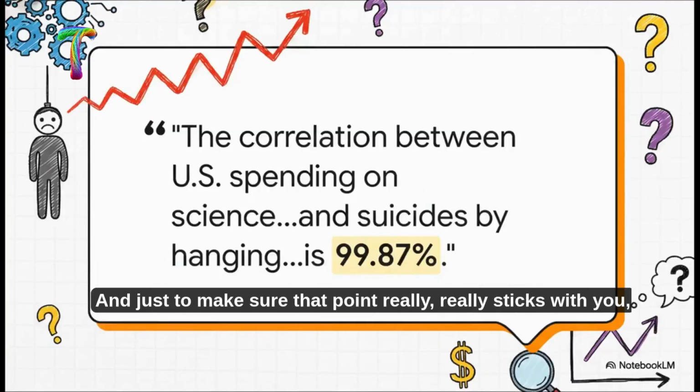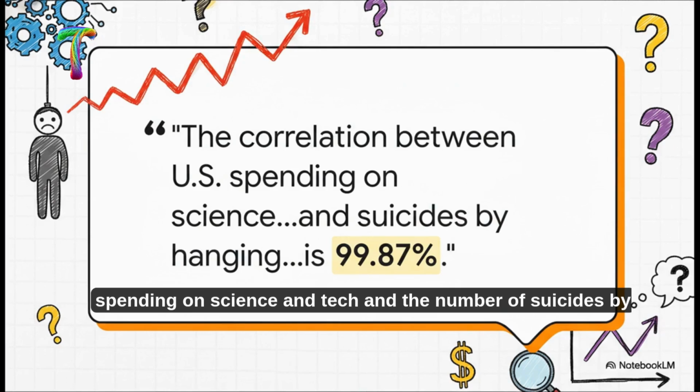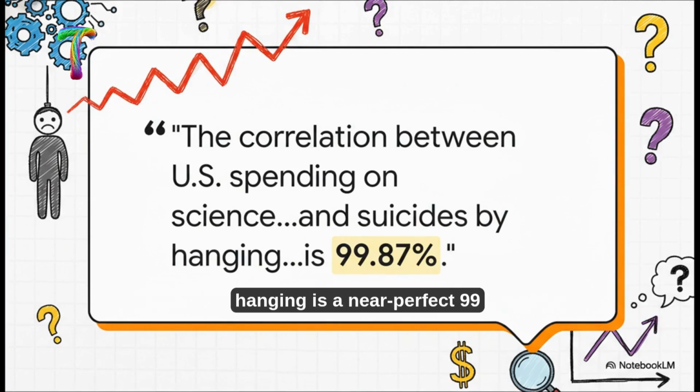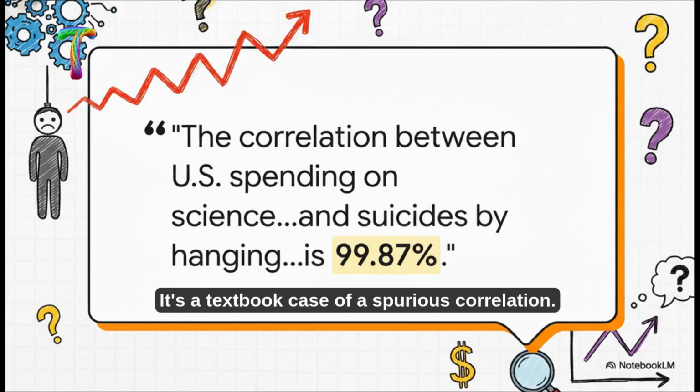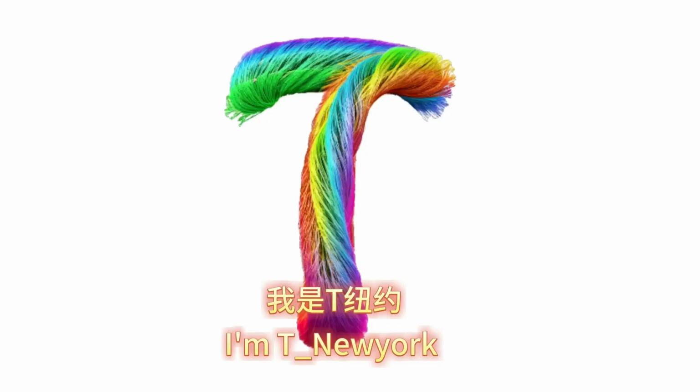And just to make sure that point really, really sticks with you, let's end on this one. The correlation between U.S. spending on science and tech and the number of suicides by hanging is a near-perfect 99.87%. So, does one cause the other? Absolutely not. It's a textbook case of a spurious correlation. It's just a powerful reminder to always, always look deeper than the numbers on the page and really question what they're trying to tell you.